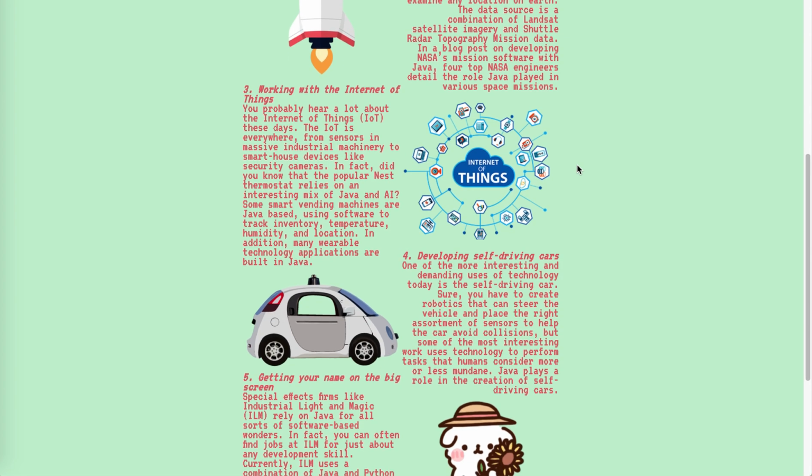You can work with the Internet of Things, which you probably hear a lot about these days. The Internet of Things is everywhere, from sensors in massive industrial machinery to smart house devices like security cameras. In fact, did you know that the popular Nest thermostat relies on an interesting mix of Java and AI? Some smart vending machines are Java-based, using software to track inventory, temperature, humidity, and location. In addition, many wearable technology applications are built in Java.